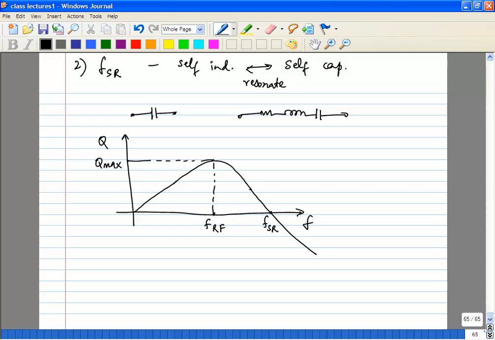So in some cases you could have the Q getting higher, but self-resonance getting lower, which you may be perfectly okay with. If this is the frequency which you want to operate at, you are really not worried too much about what happens after that, because you are interested in a very narrow band.